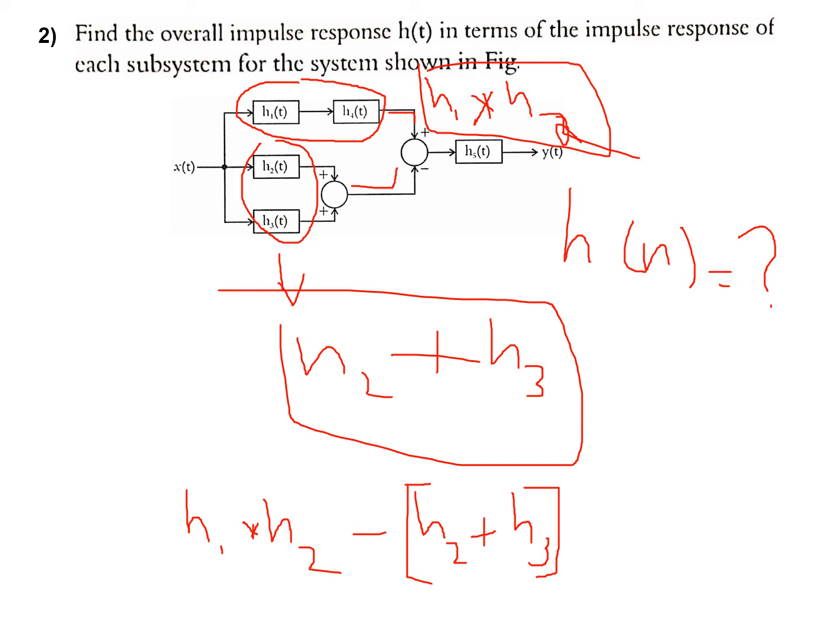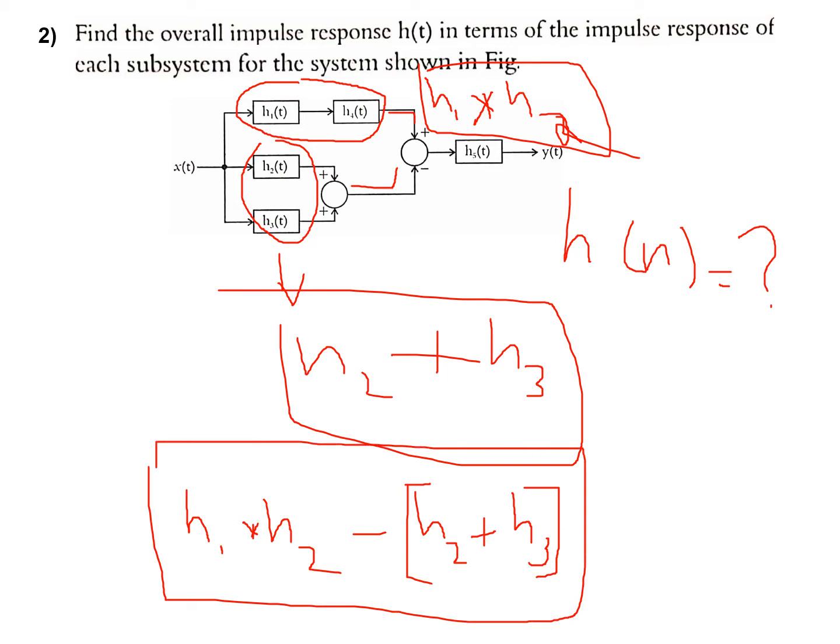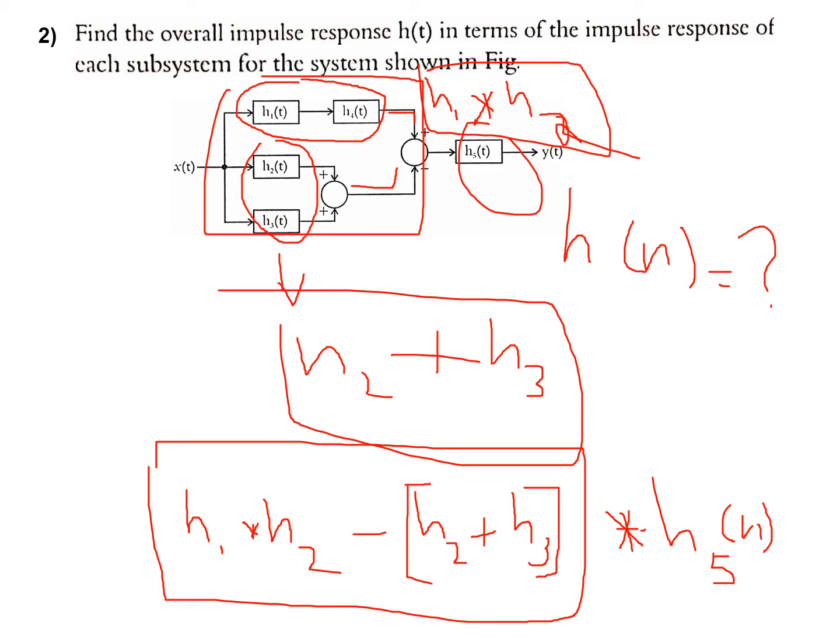So this is one block now. This much is one block. That is in cascade with the h5. This entire block is cascaded with h5. Because they are in cascade, you have to convolve them. So this block convolved with h5 of n. This is what I get. So this is the overall impulse response, overall impulse response h of n.